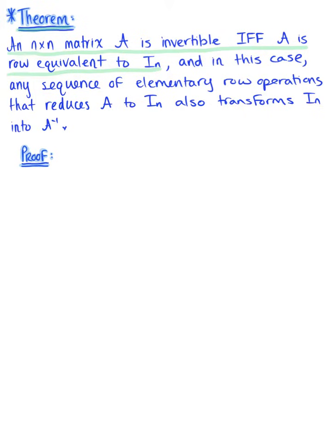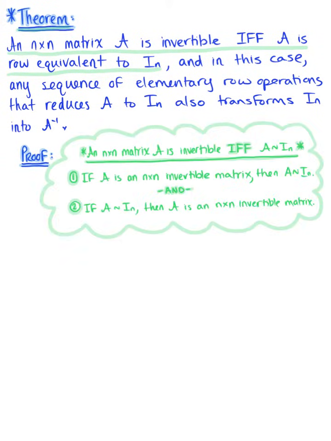So this is a powerful theorem, not only for this section, but for a great deal of the rest of the course. So we need to verify that this holds true so that we can take advantage of the conclusions. So what exactly is this theorem saying, and what do we need to show? Well, an n by n matrix A is invertible if and only if matrix A is row equivalent to the n by n identity matrix.